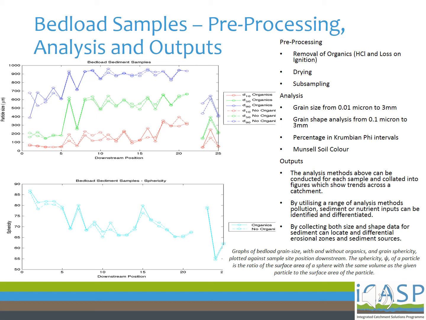The bottom graph shows the sphericity of the grains moving downstream. The grains start off very well rounded, which when combined with the knowledge that there is a high level of organics means that there is deposition of fine grain organic silts from field runoff. The grains then become more angular, with peaks that show erosional zones of larger and more angular particles, and then depositional zones where there are smaller and more well-rounded particles.